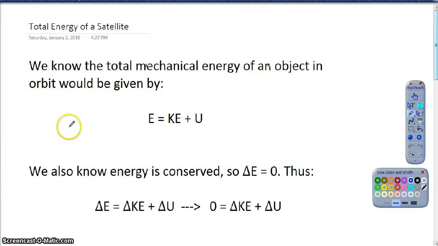Okay, so one of the biggest themes from the questions that we're going to see in this section here are, can we find the total mechanical energy of objects in orbit, right?